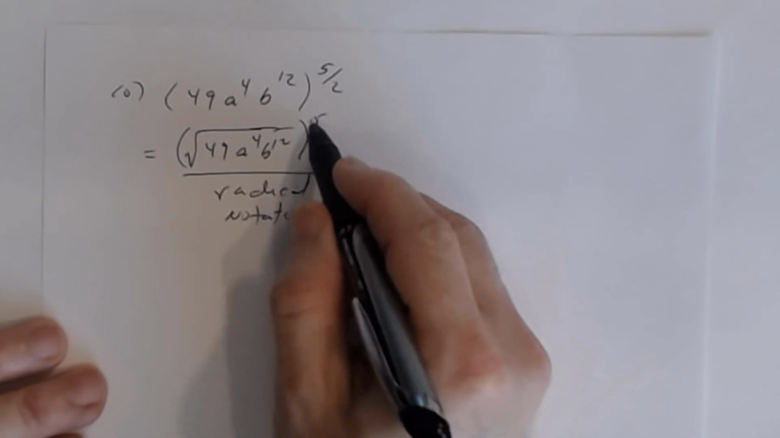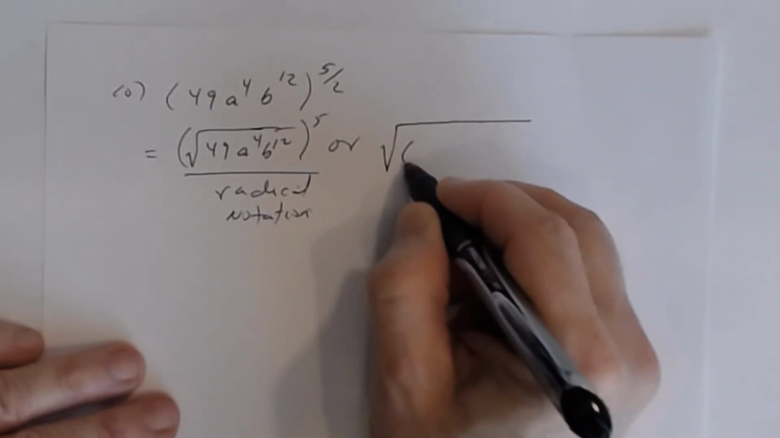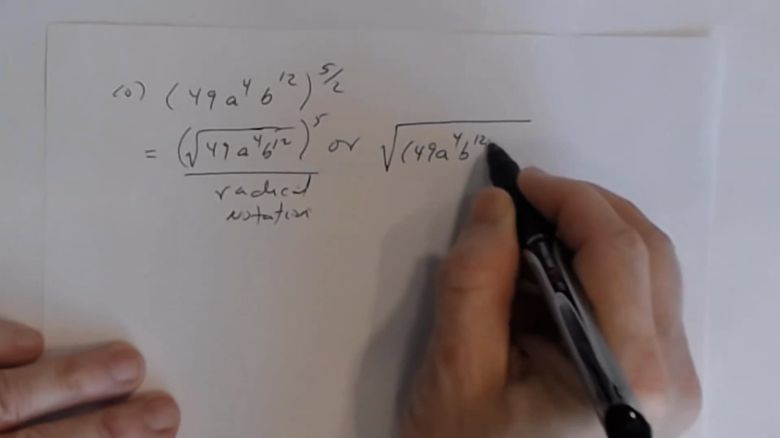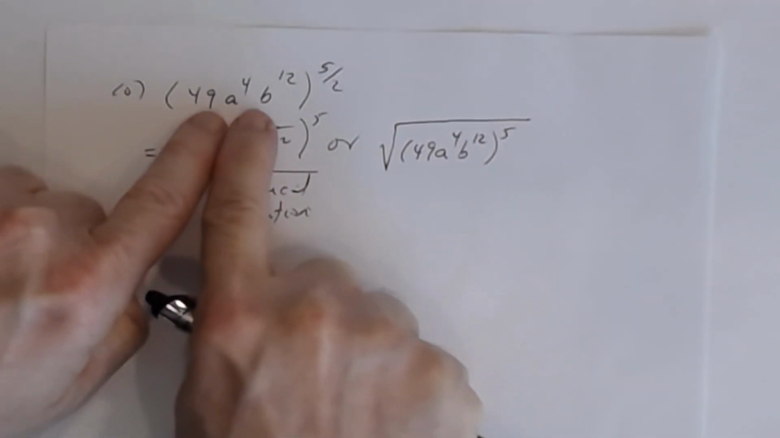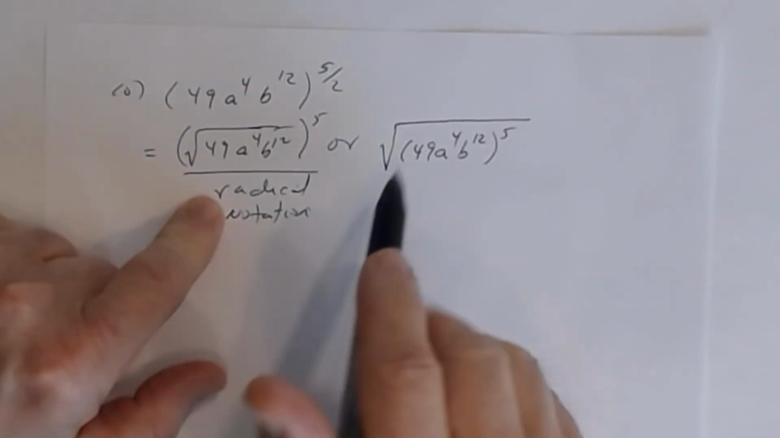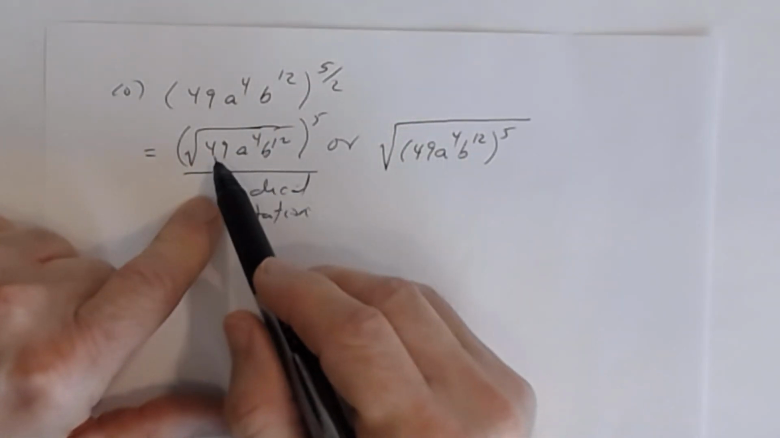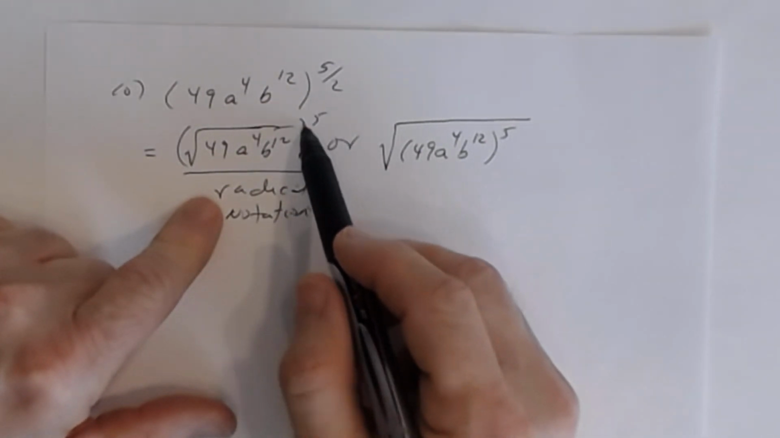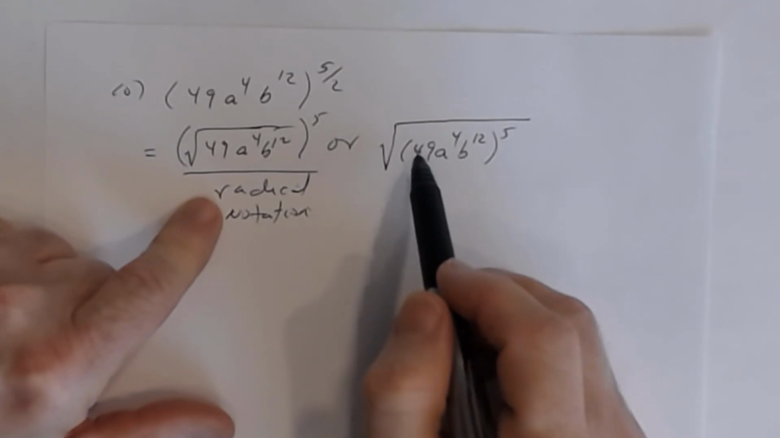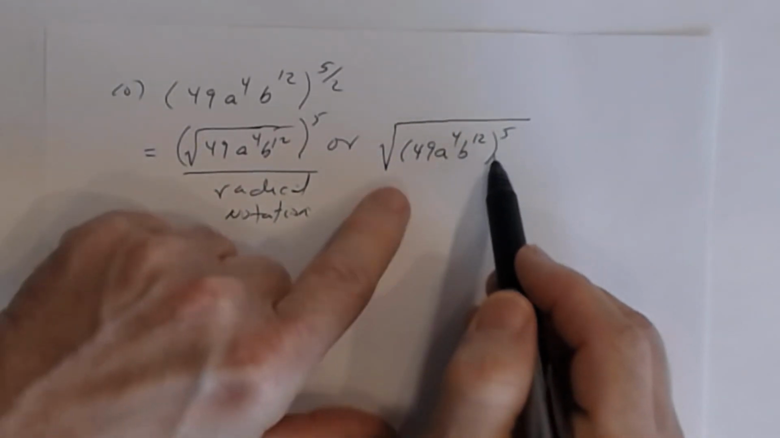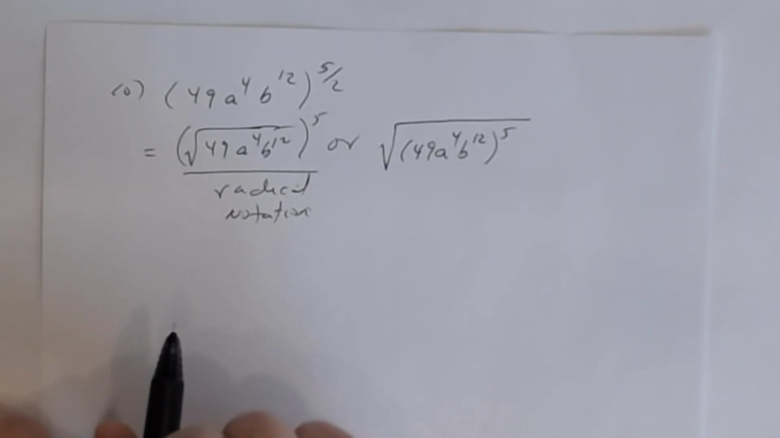If you write it the other way, where the numerator is inside, you've got to be careful. You must use parentheses: 49, a to the 4th, b to the 12th, all raised to the 5th. That's how you write that. So you've got to be careful when you rewrite this in radical notation. Remember, the denominator is your index, and the numerator is your exponent. Students that put the exponent on the outside make fewer errors than students that put it on the inside, because if they put it on the inside, you will need to put parentheses around the radicand, because all of this has to be raised to the fifth power.